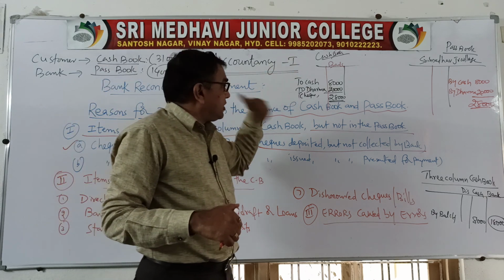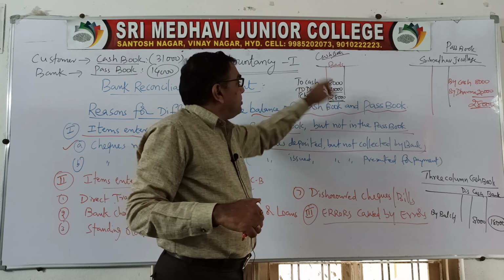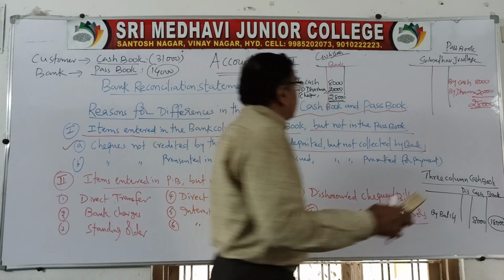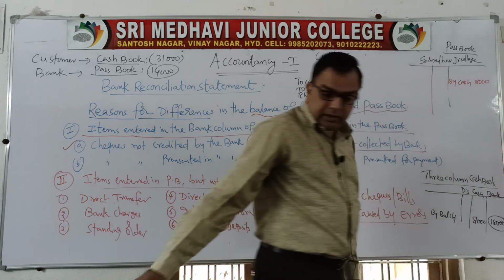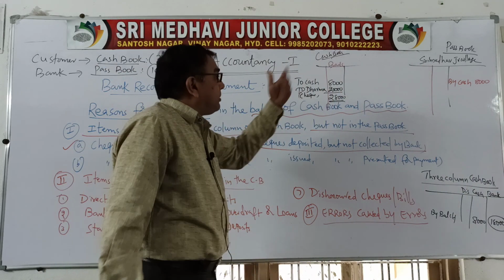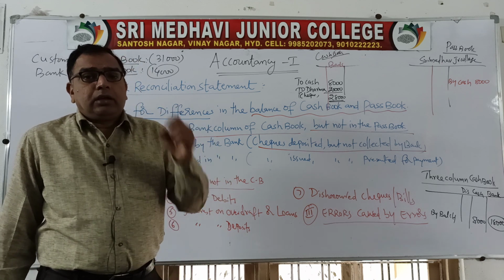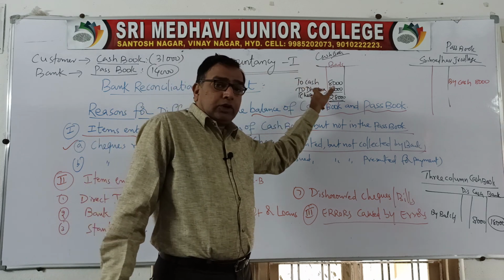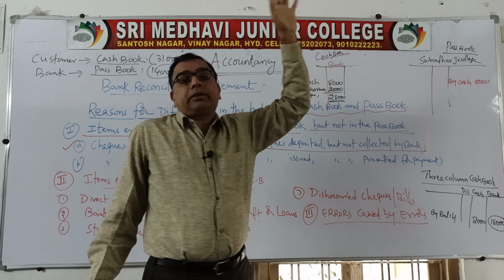Say for example, here you have received a check from Dharma. So you have written to Dharma, in the bank column you have entered 20,000. But unfortunately, it did not go to the bank. It is not collected by the bank on time. As on the date of your verification, the check that you have deposited into the bank on a particular day has not been collected by the bank.